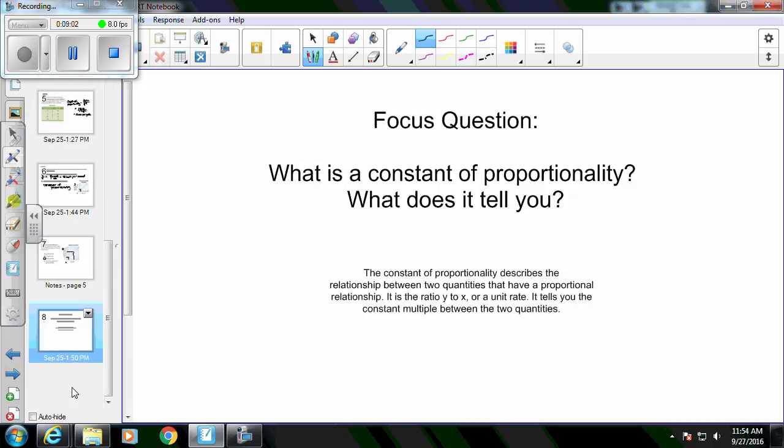Let's head back to our focus question. What is the constant of proportionality, and what does it tell you? The constant of proportionality describes the relationship between two quantities that have a proportional relationship. It's the ratio y to x, or it's a unit rate. And we worked with unit rates in the last topic. It tells you the constant multiple between the two quantities.